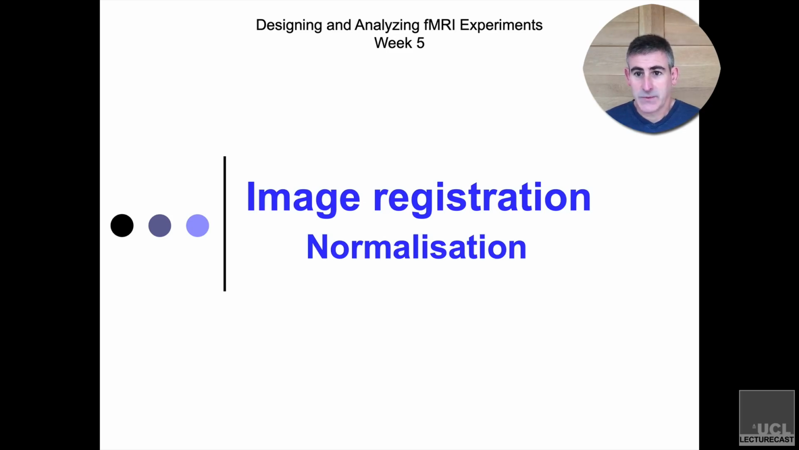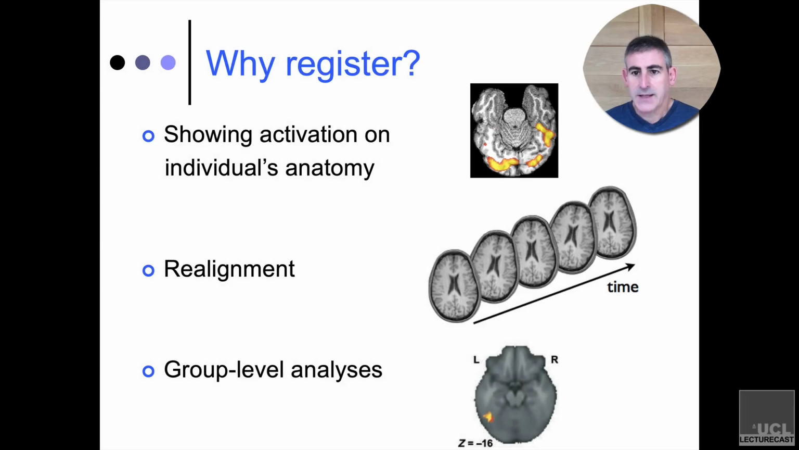In the second video this week, I'd like to talk about normalization. It's kind of come up implicitly a couple of times. Let's think about it a little bit more explicitly in this segment. And the key to normalization is that what we're trying to do is come up with some kind of common reference space so that we can combine data across participants, right?